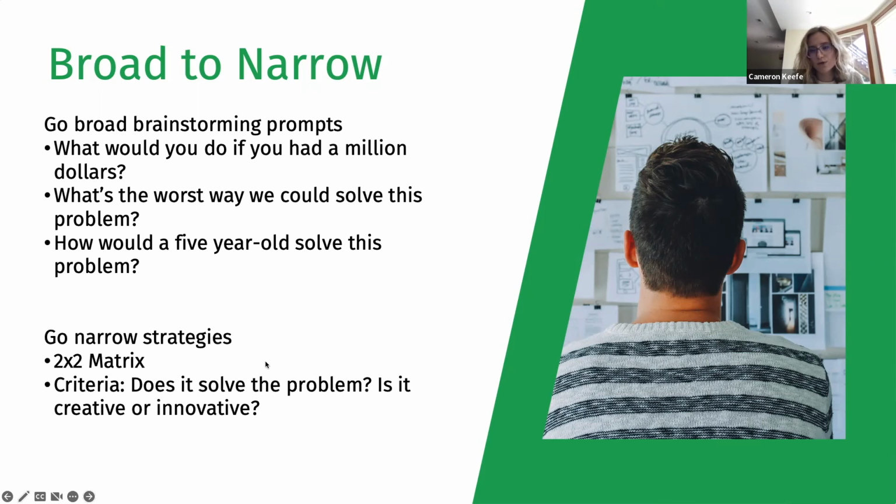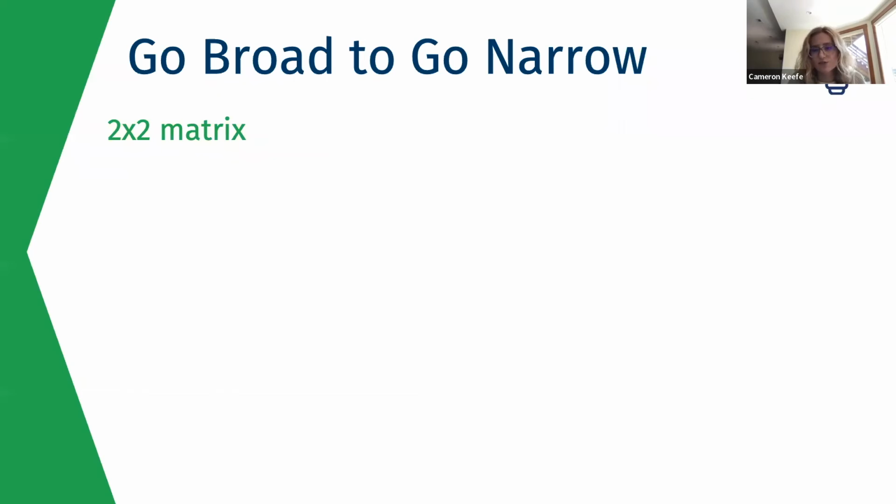After we go broad, we go narrow, with strategies like a 2x2 matrix, where our criteria is, does it solve the problem? Is it creative or innovative? Back to our sample problem for the teachers trying to engage their students on their phones. Let's start to brainstorm. This is a fun activity in class to do by writing ideas on individual sticky notes. And then each sticky note will be placed on the 2x2 matrix that has the criteria, does it solve the problem on one axis, and is it creative or innovative on the other.